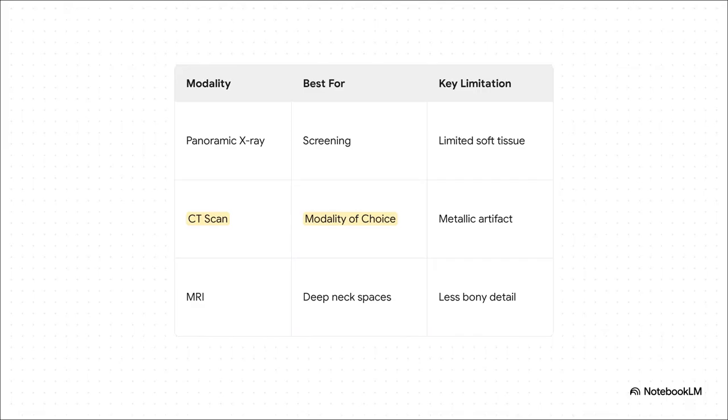And when it comes to imaging, here's your decision tree. A panoramic X-ray? It's like a basic city map. It's okay for a quick look. But a CT scan is the undisputed gold standard here. A CT is like having a GPS with real-time traffic data. It shows you exactly which fascial spaces are involved, how close it is to the airway, and if the bone is affected. It is absolutely essential for planning any kind of surgical intervention.